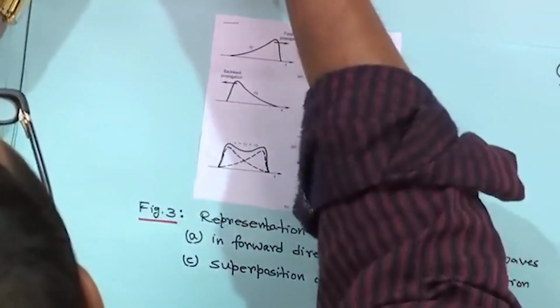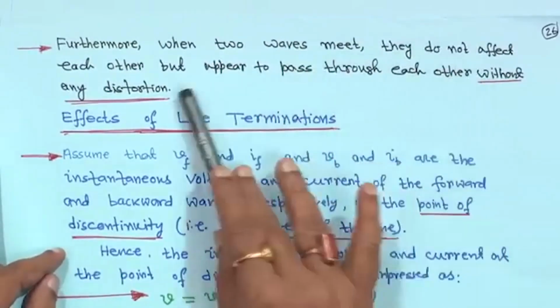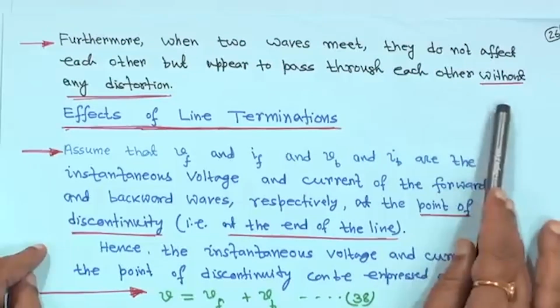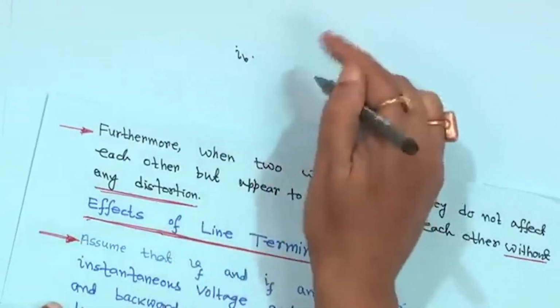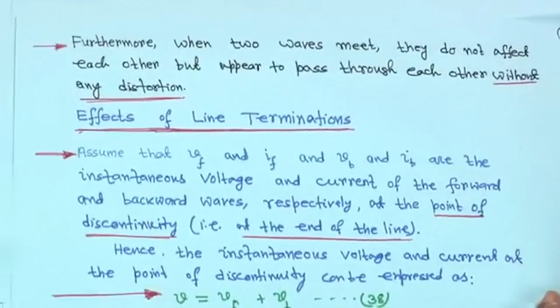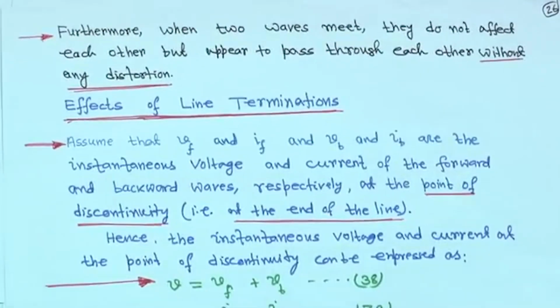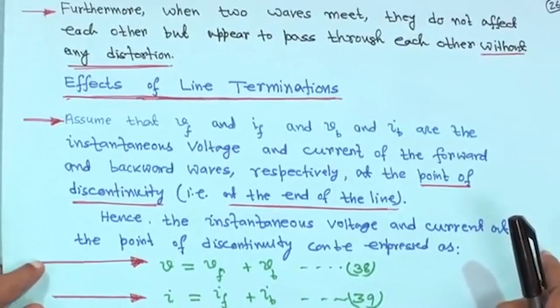Further, when two waves meet, this is very interesting, they do not affect each other. Suppose in the same conductor or cable, one wave is going this way and another is going in the opposite direction. If they both meet, they do not affect each other, but appear to pass through each other without any distortion. This is very interesting, right.